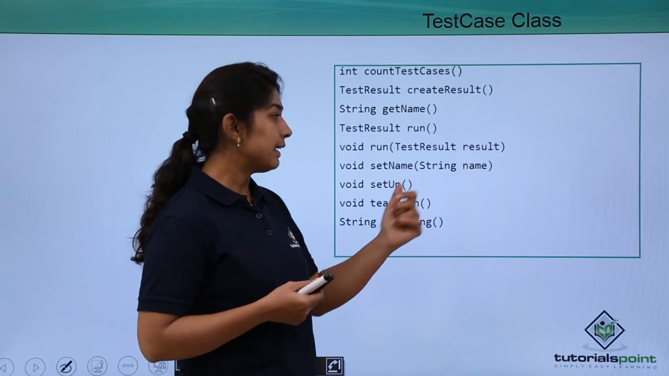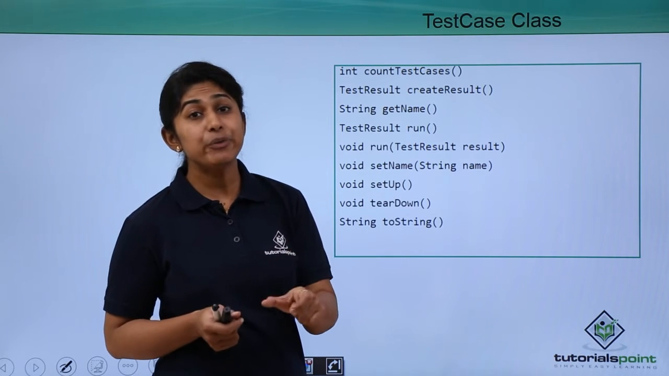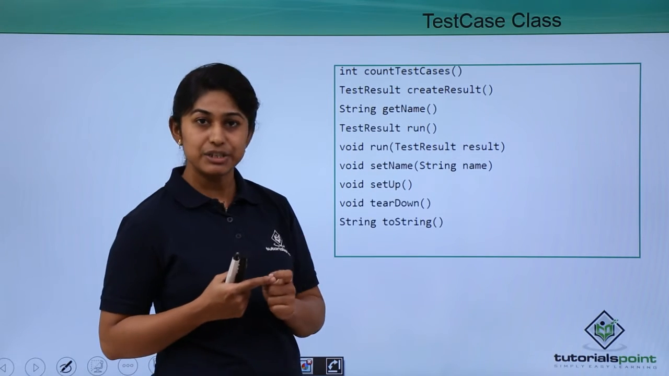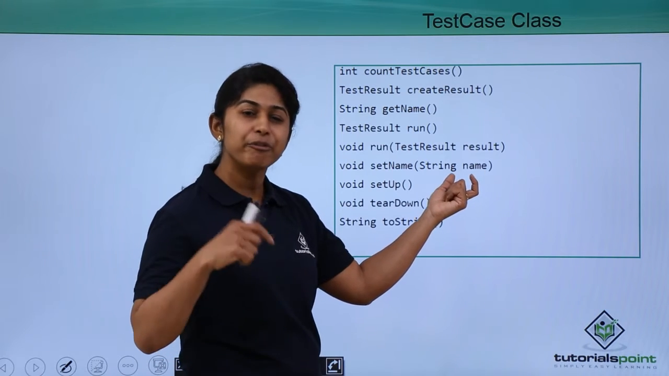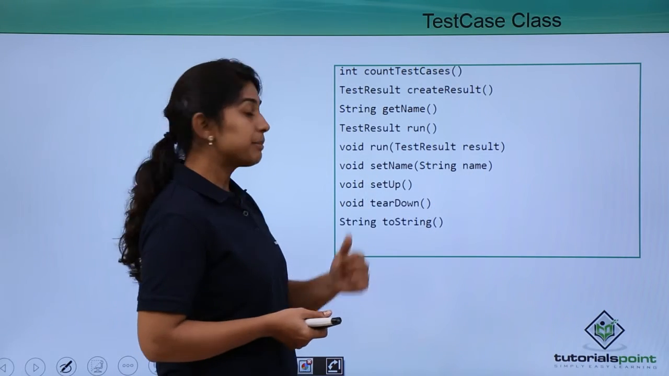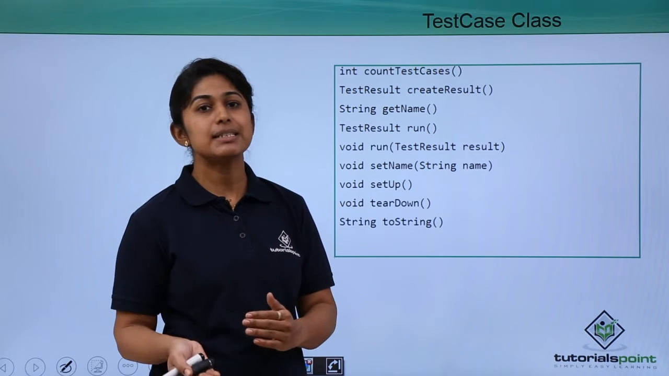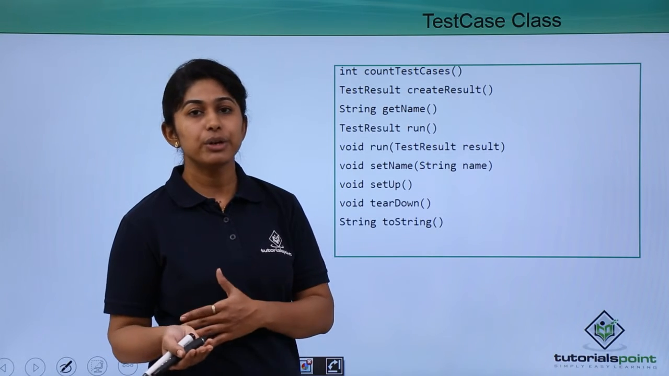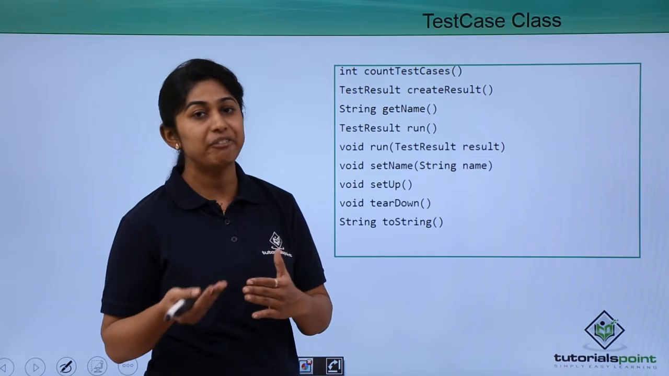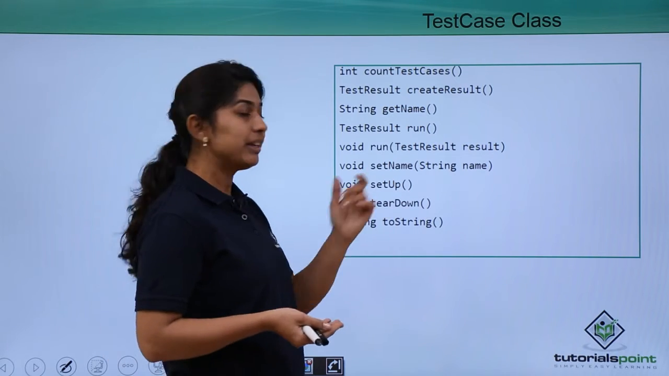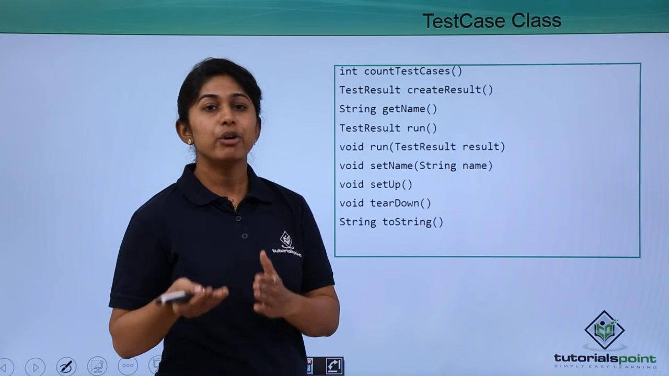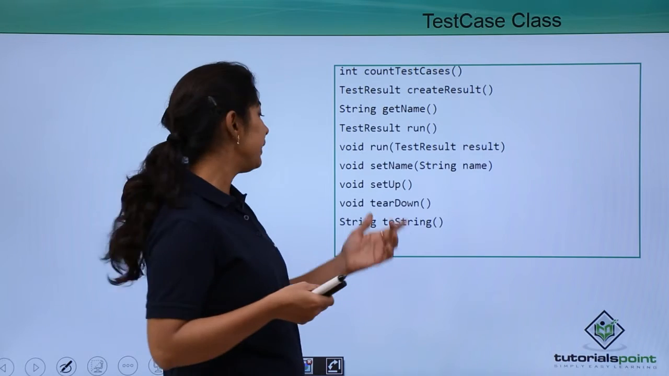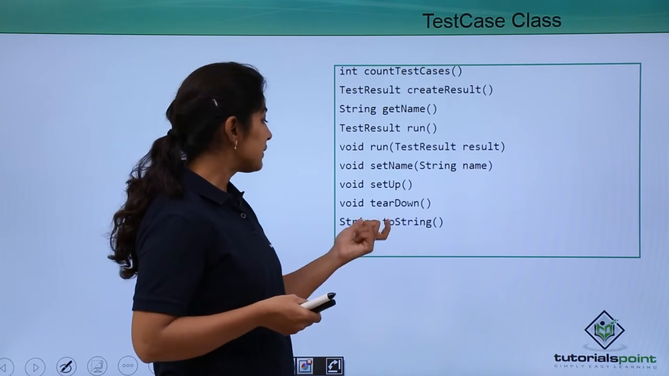The next method is setName. If you have one test case in which you want to set the name or rename that particular test case, then this method is used, in which you need to provide the new name. The next method is the setUp method, in which you initialize objects to execute your test case. Suppose you are testing a login form, you need to launch the login page of that website. So, that initialization will be written in the setUp method. After testing, whatever you have initialized, you need to destroy those objects, and that destroying process will be done in the tearDown method. And the last one is toString.